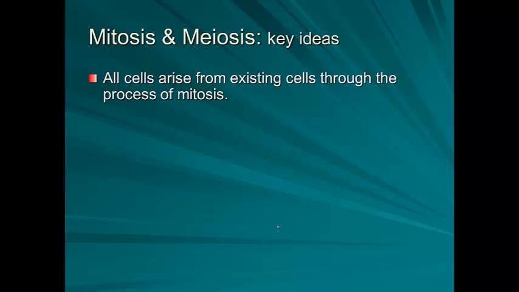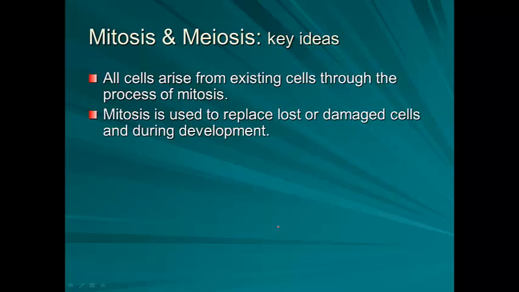Okay, so key ideas. All cells have to arise from existing cells, and that happens through the process of mitosis. Mitosis is the process by which cells are replaced or repaired. So damaged cells have to repair themselves. When you get a wound, you have to heal that wound. But also mitosis is used during development. So when you are that little ball of cells and you need to get bigger and bigger, mitosis is happening within each of those cells.